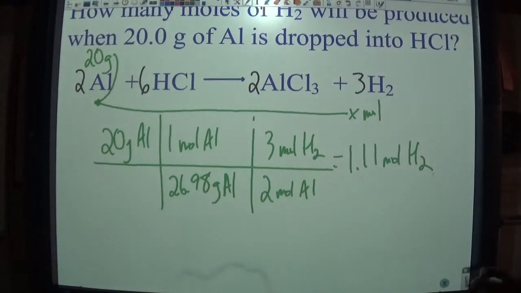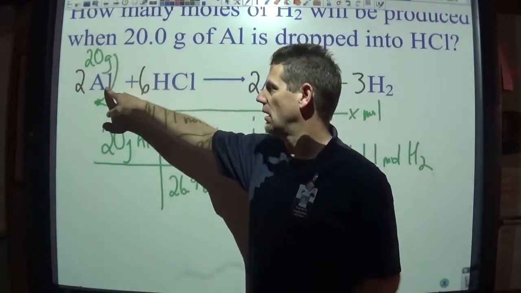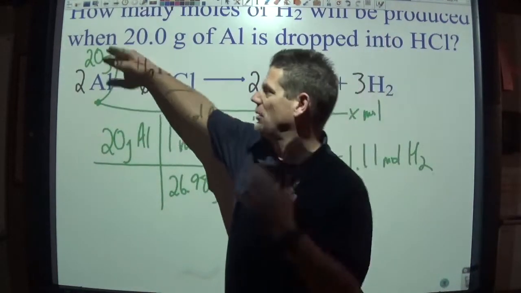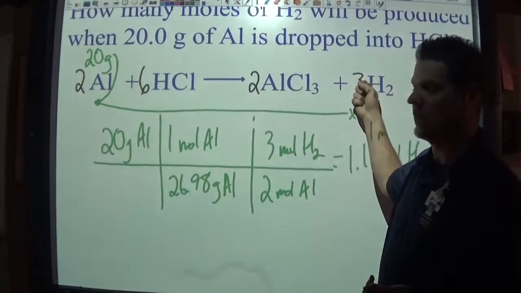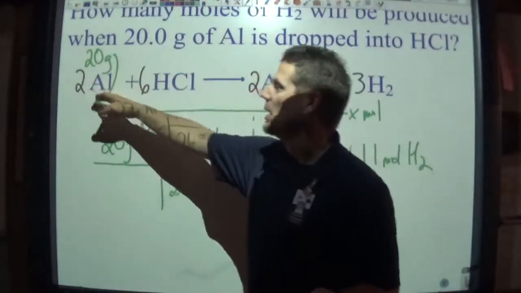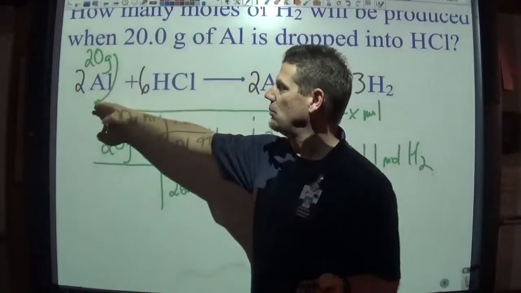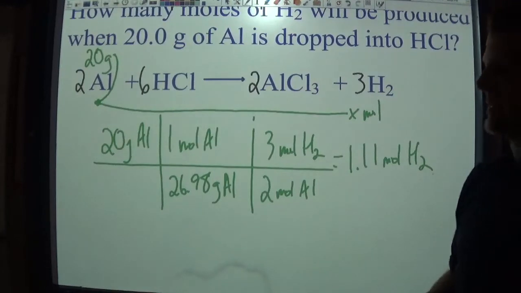So now, does it make sense? If 20 grams is a little bit less than 1 of these, right? This is 1 mole, 26.98. I have a little bit less than 1. 2 is supposed to make 3. 1 would make 1.5. I have less than 1. I should make less than 1.5. Good. My value actually makes sense.